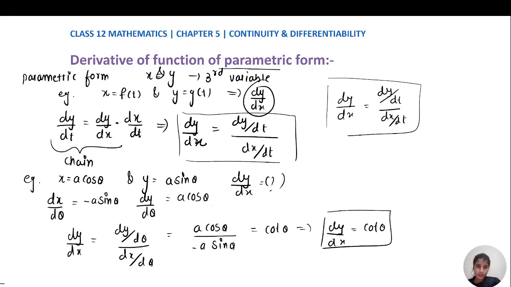So now we have also found the derivative of the parametric form. We have just completed all our topics. So this is about continuity and differentiability. Now we will continue with the questions in the next videos.